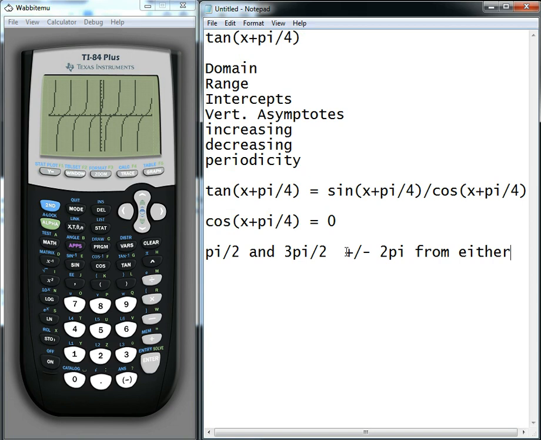Now, that would be if we didn't have this pi over 4. Since we have this pi over 4 here, what we need to do is set that x plus pi over 4, the inside part, equal to each of these things and solve.